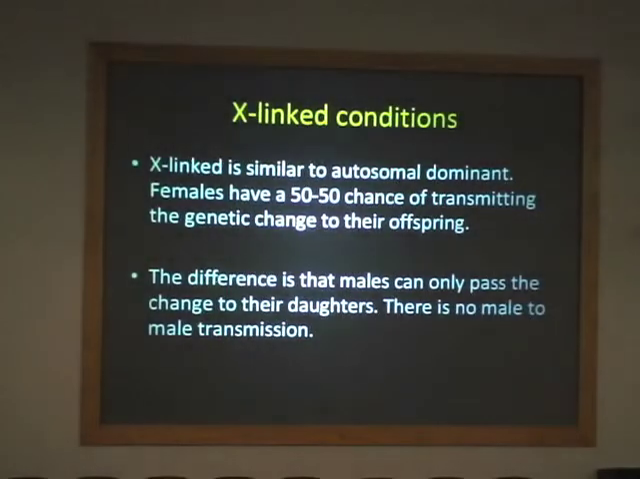And then X-linked conditions are similar to autosomal dominant. The difference is that females have 2 X's, and so they have a 50-50 chance of giving one of those X's to each pregnancy and to each offspring. But males can only pass the change to their daughter, because they're always going to give a Y to a son, so they won't be transmitting that change to their son.